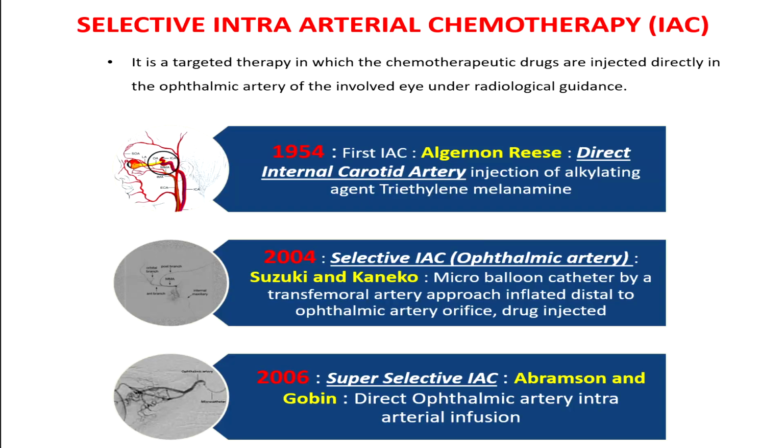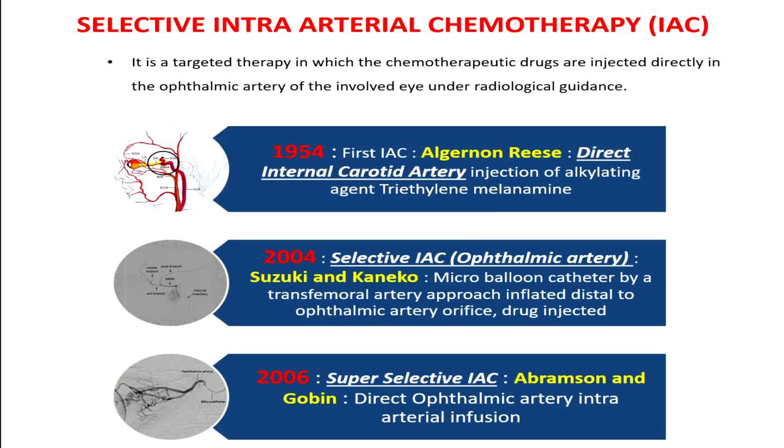If you look back, the first form of intra-arterial chemotherapy was actually a direct internal carotid artery injection of an alkylating agent, which was done in 1954 by Dr. Algernon Rees. Today it may sound very far-fetched, that how could anybody inject a chemotherapy drug directly into the internal carotid artery, but that is something that really paved the way for what we have as selective intra-arterial chemotherapy today.